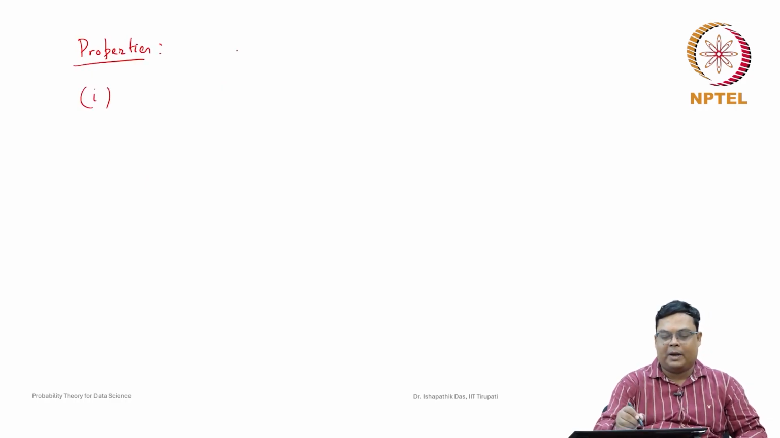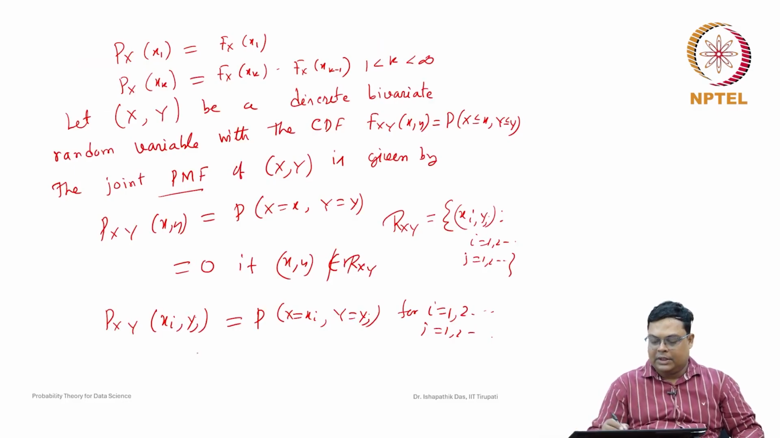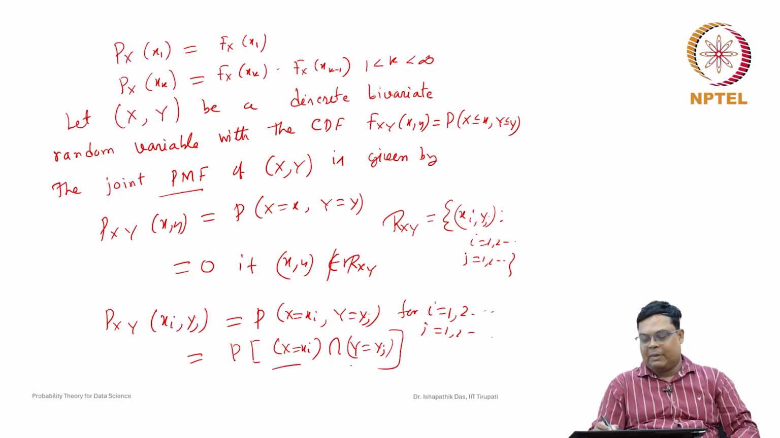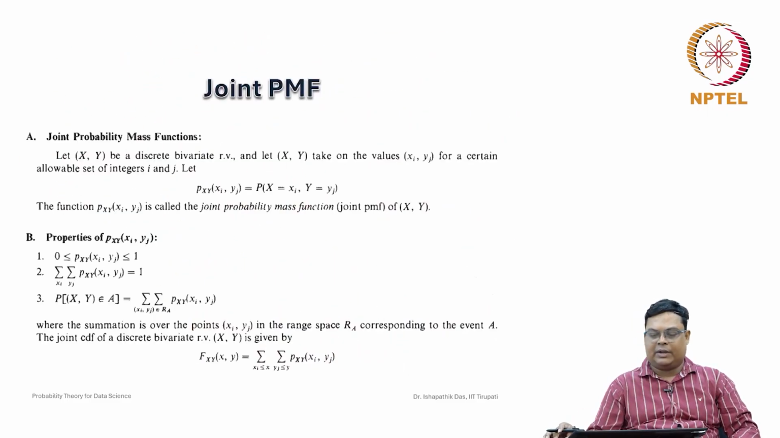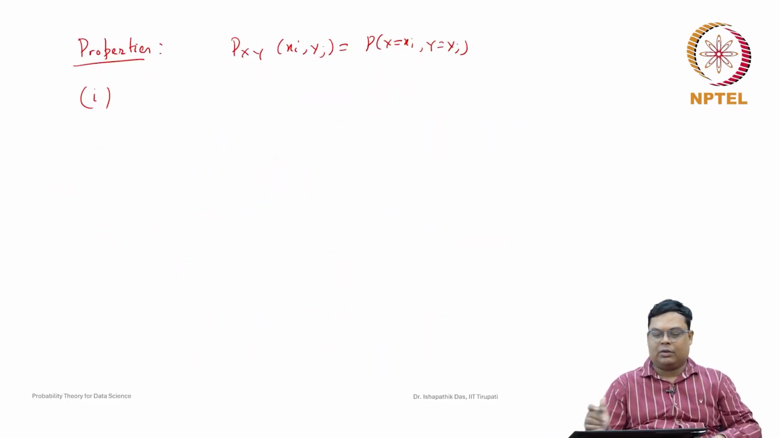First of all, p x y of x i, y j is the probability that x is equal to x i comma y is equal to y j. Note what this comma is. This is nothing but the probability of the event x equal to x i intersection y is equal to y j. Several times we have discussed this. x equal to x i is an event, and y equal to y j is also an event.